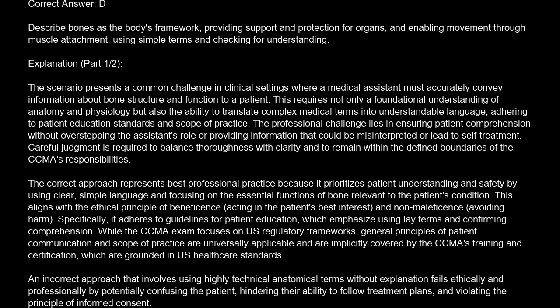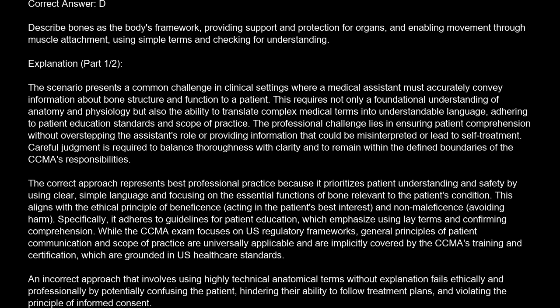This requires not only a foundational understanding of anatomy and physiology, but also the ability to translate complex medical terms into understandable language, adhering to patient education standards and scope of practice. The professional challenge lies in ensuring patient comprehension without overstepping the assistant's role or providing information that could be misinterpreted or lead to self-treatment. Careful judgment is required to balance thoroughness with clarity and to remain within the defined boundaries of the CCMA responsibilities. The correct approach represents best professional practice because it prioritizes patient understanding and safety by using clear, simple language and focusing on the essential functions of bone relevant to the patient's condition.